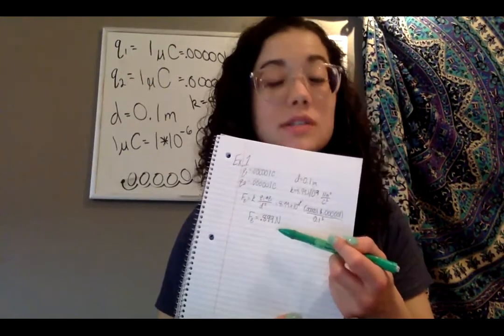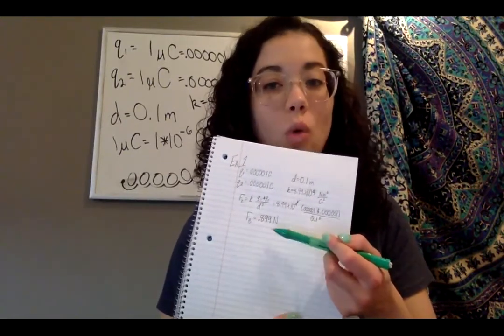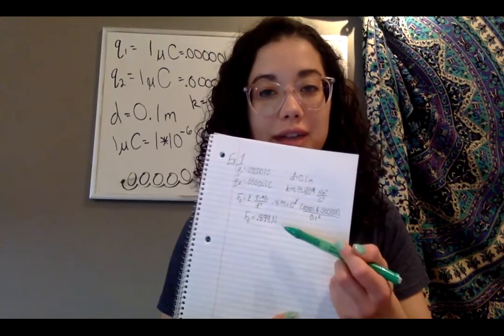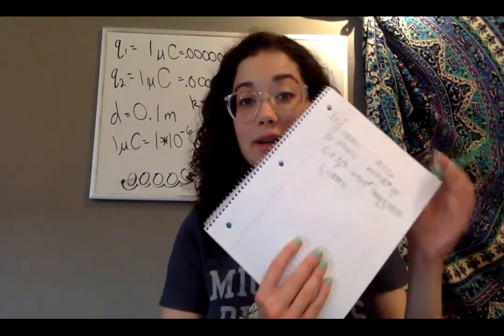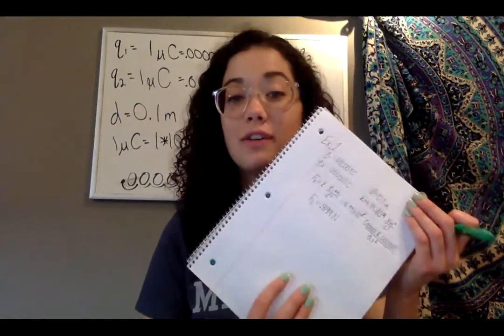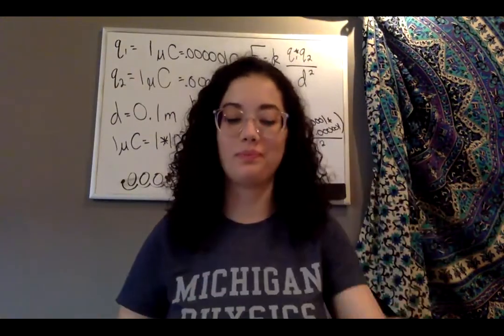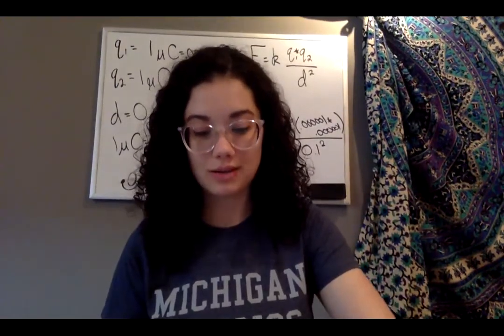If our forces are attracted to each other, we get a positive electrostatic force, okay? So this answer right here, 0.899, is a positive value, and we make sure we include our sign and our units. Put a nice little box around it, and we're ready to move on.